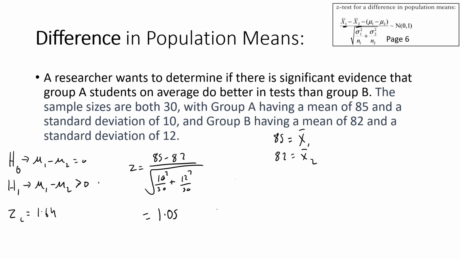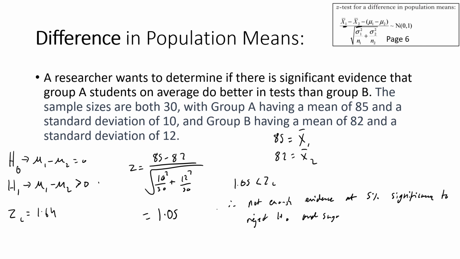Since 1.05 is smaller than the critical value, therefore not enough evidence at 5% significance to reject H0 and suggest group A students on average do better in tests than group B students.